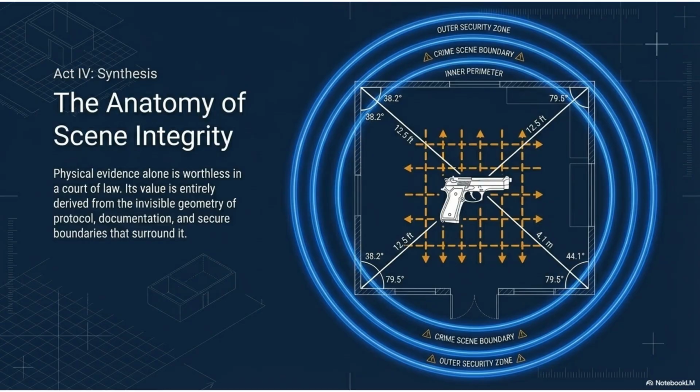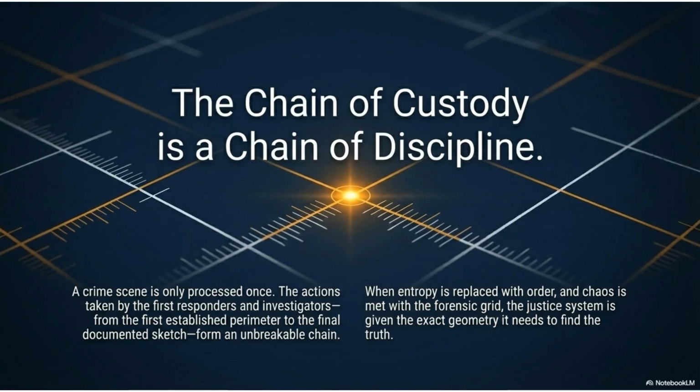Act 4 is synthesis, focusing on the anatomy of scene integrity. Physical evidence is only valuable in court when derived from the geometry of protocol, documentation, and secure boundaries surrounding it. The chain of custody is a chain of discipline. Actions from the first responders to the final documented sketch form an unbreakable chain. When chaos is met with the forensic grid, the justice system gains the geometry needed to find the truth.